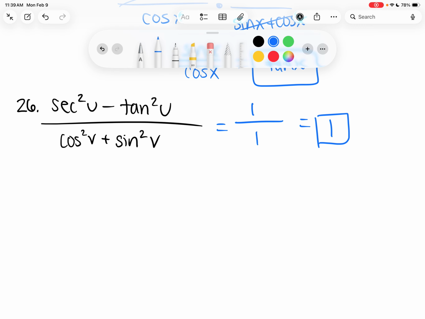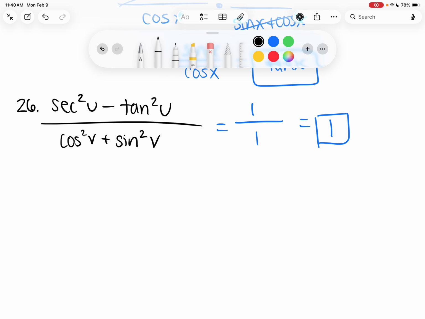It doesn't matter that the variables are different on top and bottom. The only reason they do that is so that you're not tempted to rewrite secant as 1 over cosine and then start trying to cancel stuff. And technically the top and bottom don't have to be the same value. They're just telling you they don't have to be the same. They could be, but they don't have to be.